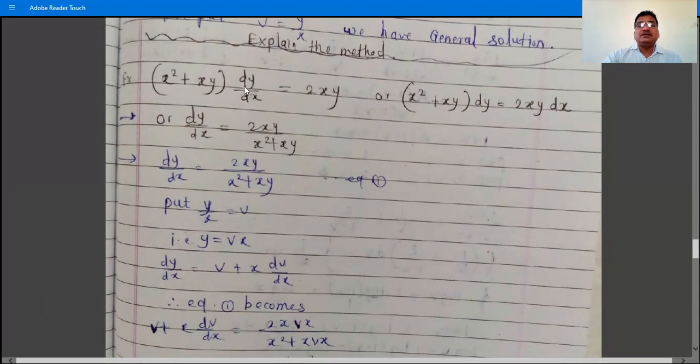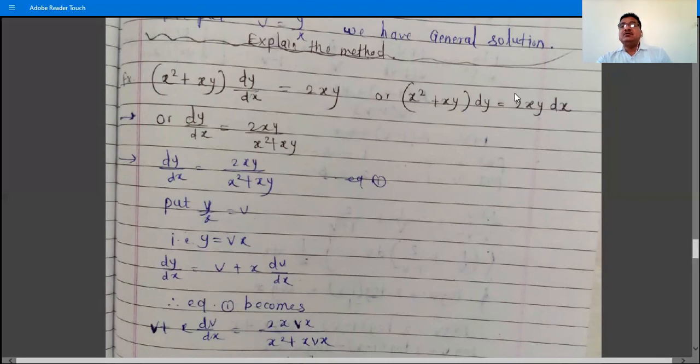x square plus xy dy by dx is equal to 2xy, or we can write this as x square plus xy dy is equal to, shifting this dx to the RHS, 2xy dx. Or we can write it in the form m dx plus n dy as 2xy dx minus (x square plus xy) dy is equal to 0. That is, it is in the form m dx plus n dy.